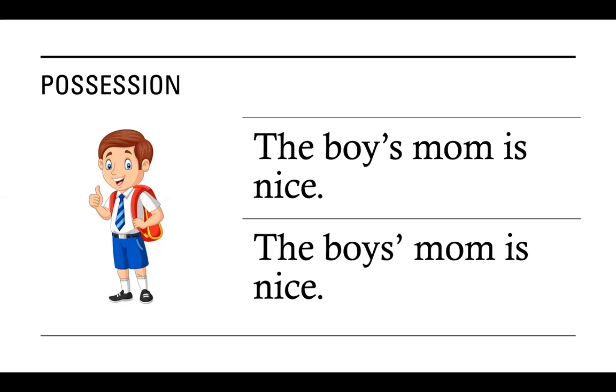In the first one, you're talking about a single boy. The boy's mom is nice. You're talking about one boy and his mom is nice. In the second one, with the apostrophe after the S, you're talking about multiple boys. The boys' mom is nice. They're talking about the boys as a whole, like there could be a group of boys and their mom is nice. So both of them are grammatically correct, but if you're talking about multiple boys, you have to put an apostrophe after the S. If you're talking about one boy, you put an apostrophe before the S. And really, on the SAT, the way you'll know if something is plural or singular is just by context clues, you'll be able to figure it out then.